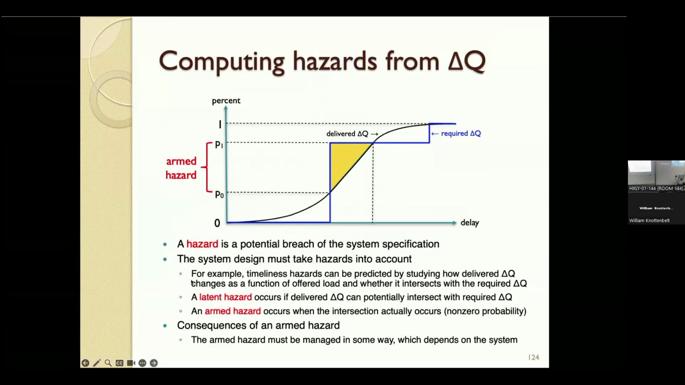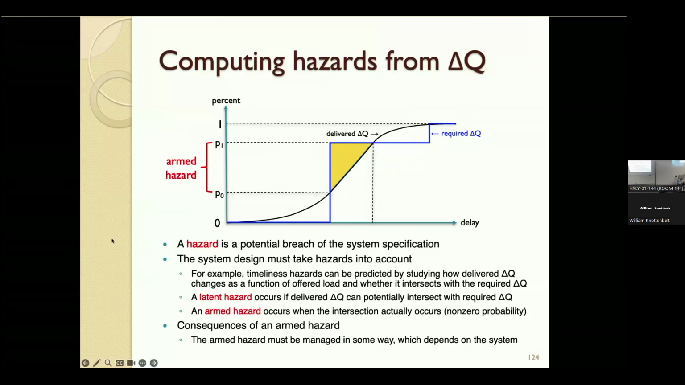And there's also the notion of a latent hazard. This diagram here is intersecting, but in the previous versions, you saw it where it didn't intersect. Well, the delta Q is not just some constant function, it's fluctuating. And if the load gets higher, it moves to the right. And at some point it intersects. And at that point, you've armed the hazard, okay? And the more you overload, the more dangerous the armed hazard gets, okay?